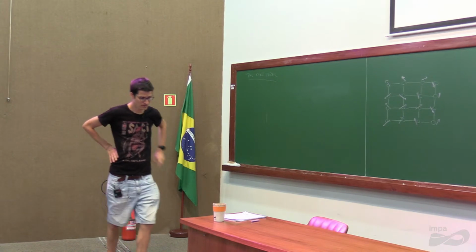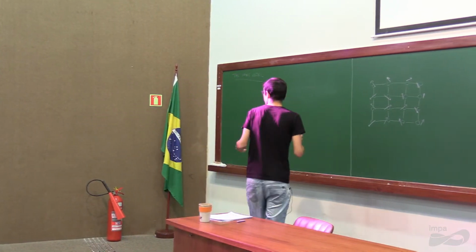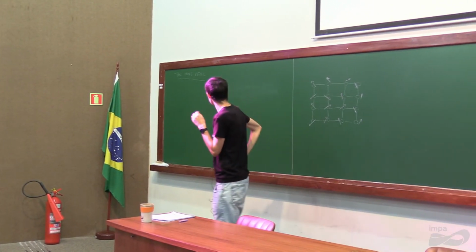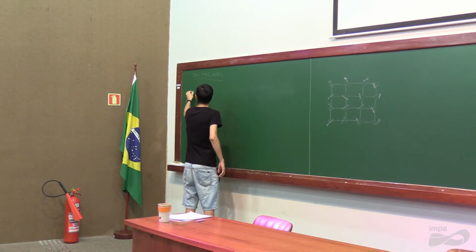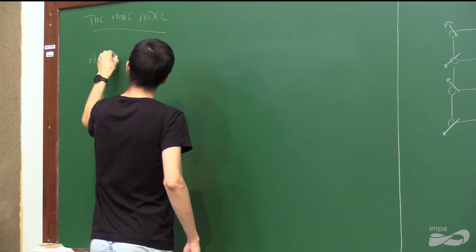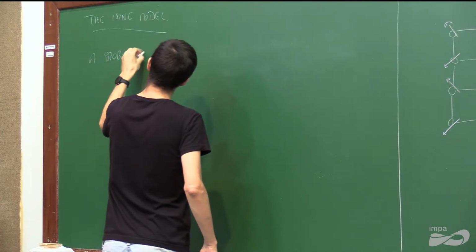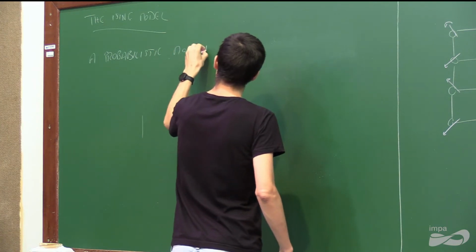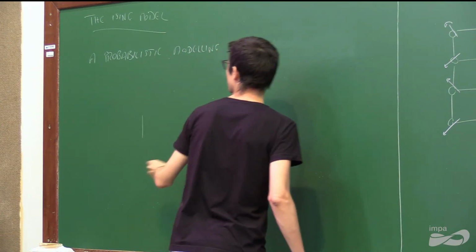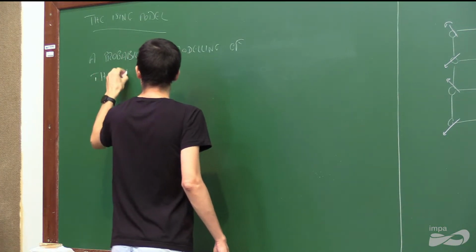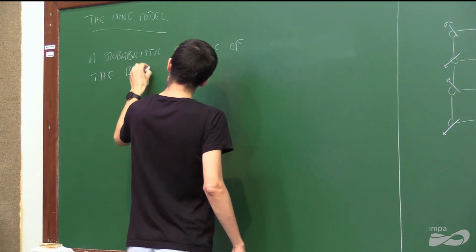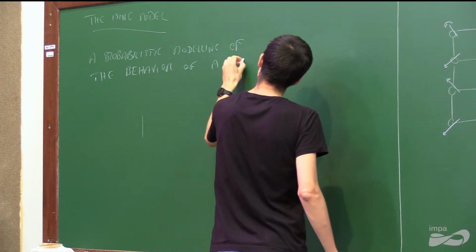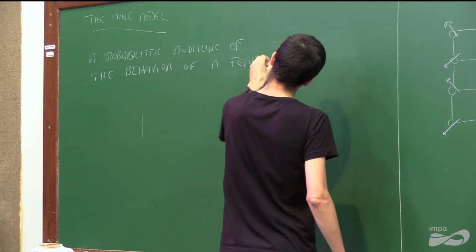Okay. So what's the Ising model modeling? The idea is we want to have a probabilistic modeling of the behavior of a ferromagnet. Okay. Ferromagnetic metal.